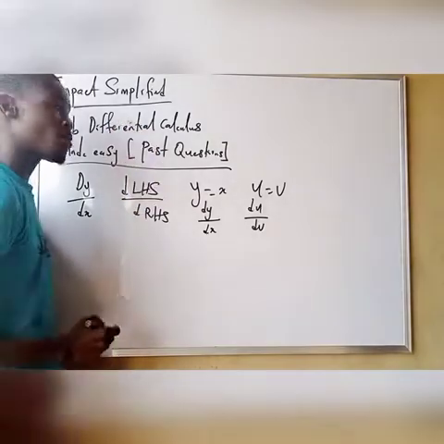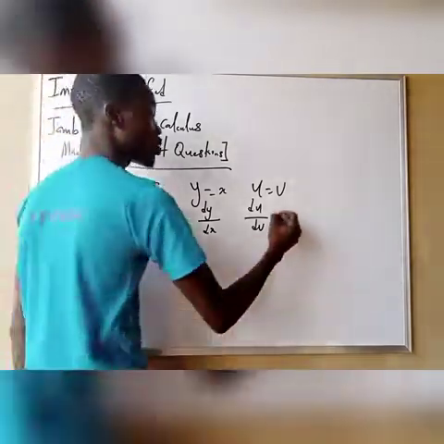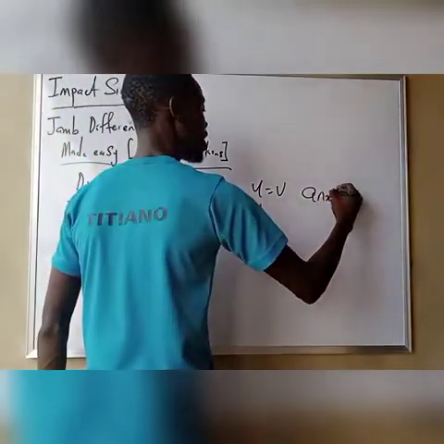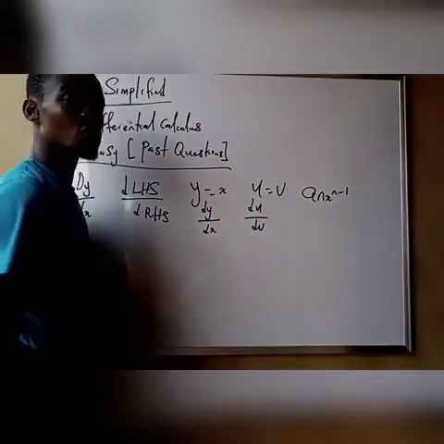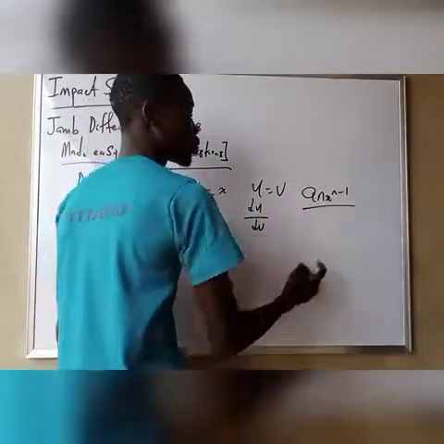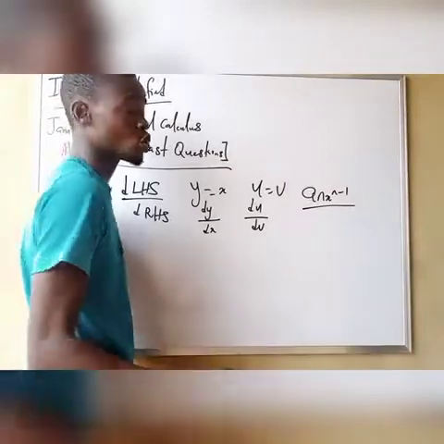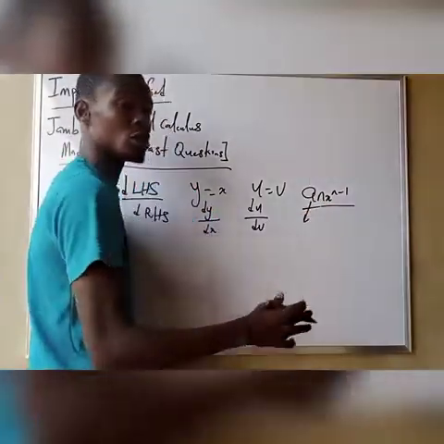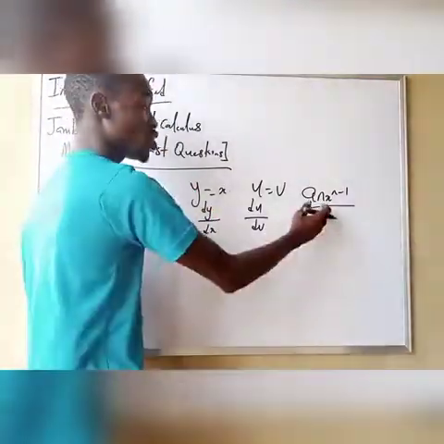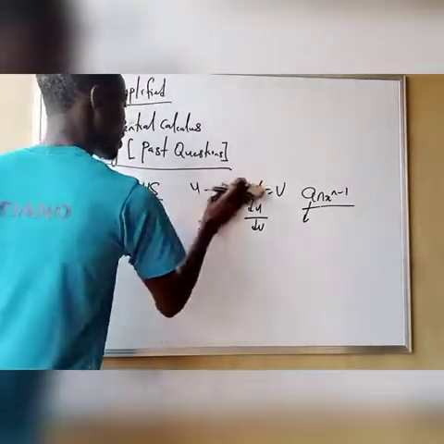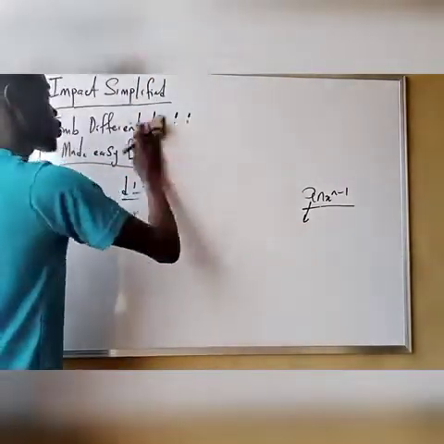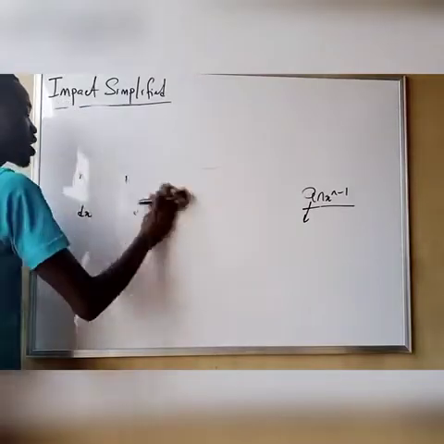Now, the only thing you need to know under differential calculus is that we have a general formula. The formula is a n x to the power n minus 1. Your a stands for the constant, and your n stands for the power. Now, let's start to look at questions under the explicit function.